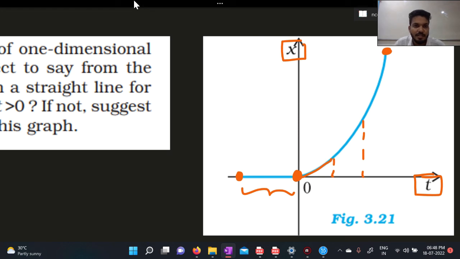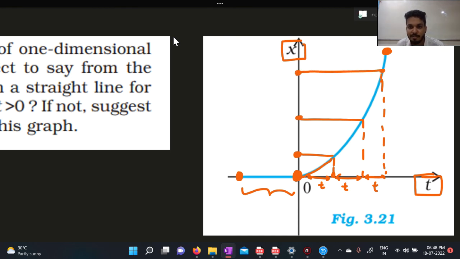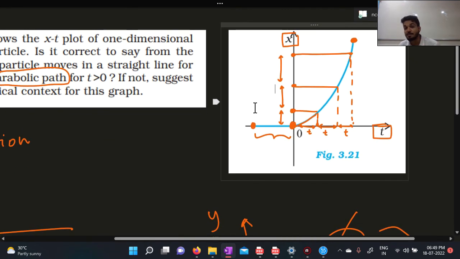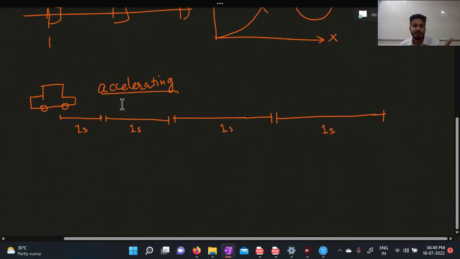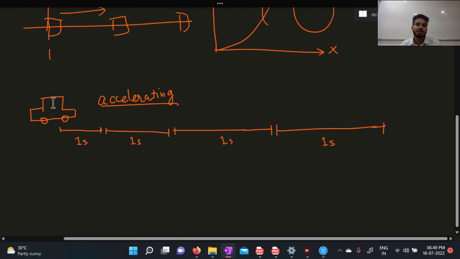What you need to understand from here is very simple. If I take equal intervals of time, let's say these are equal intervals of time, from here to here the time is the same, from here to here the time is the same. Now if you check the displacement, this displacement is small, this displacement is bigger than this, and this is even bigger than this. So the rate of change of displacement is getting bigger and bigger, the physical significance of which is an accelerating car. For the same time interval, the body covers more distance. That is how you can answer this question.